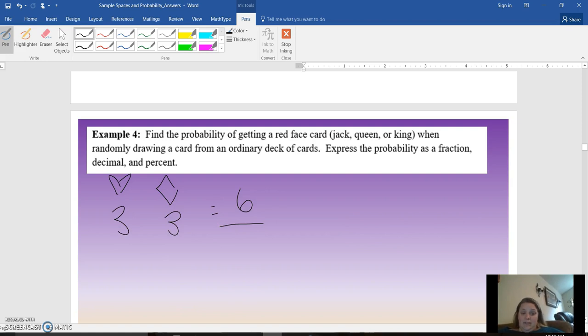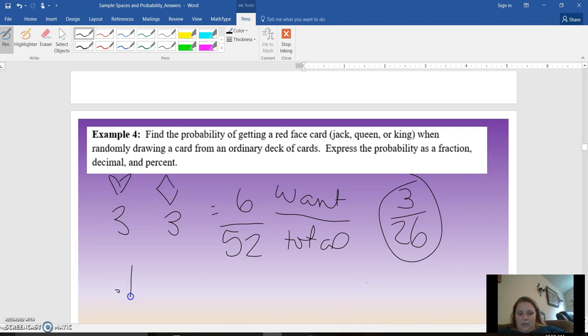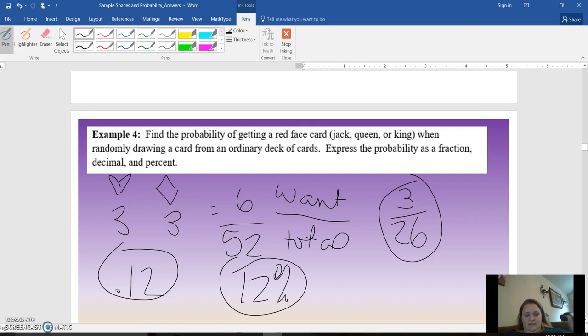We want red face card. There's 6 of them. We have that over the total. There are 52 cards. And so if we reduce this, we can divide 6 and 52 by 2, and we get 3 over 26. So that's the fraction. If we change it to a decimal, 3 divided by 26, we get 0.12 rounded. So that's the decimal, and then the percent would be 12%. It's ugly, but it's a percent.